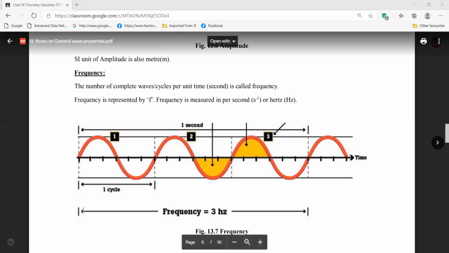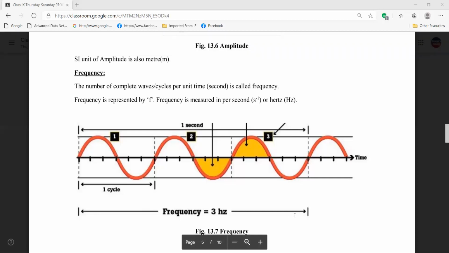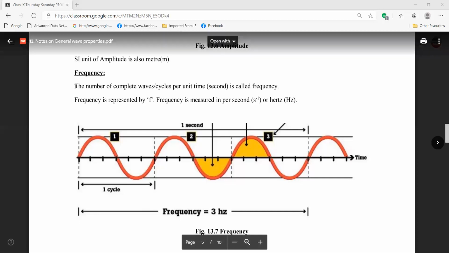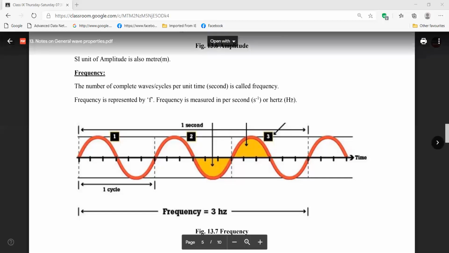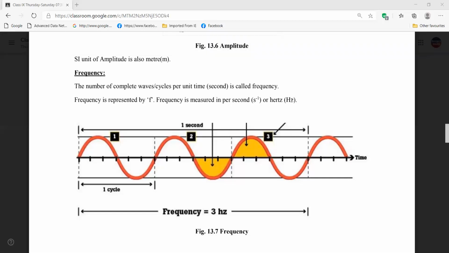And then you label this one as frequency 3 hertz. After you are done with drawing, you write the definition and the symbol of frequency, then the SI unit of frequency. Just write all this. Once you are done with this, then our class will be over today.